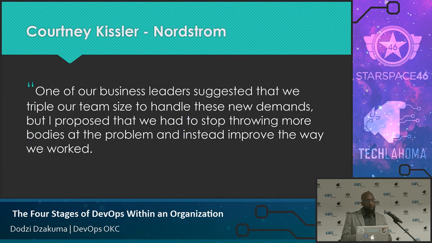Now, Nordstrom went through a DevOps evolution. They changed how their system works so that they could deploy for their internal systems. And they had the same conclusion. Well, everything is slow right now. Let's go ahead and toss more bodies at the problem. She suggested that we need to find what the real problem is.